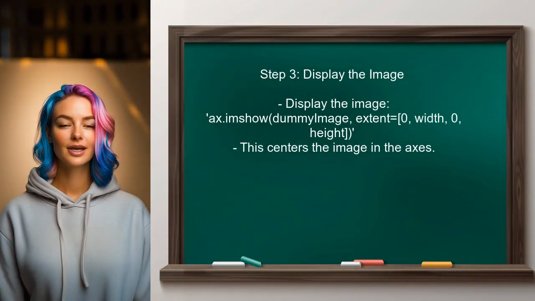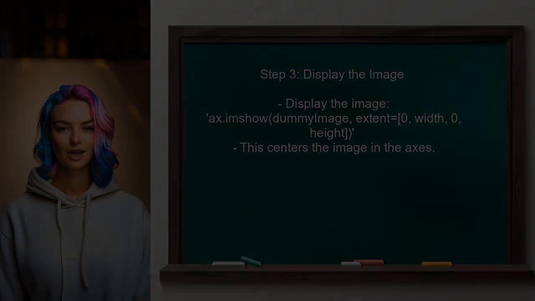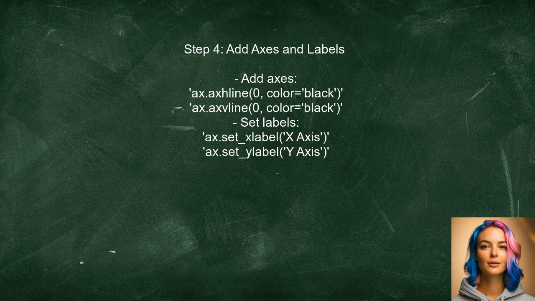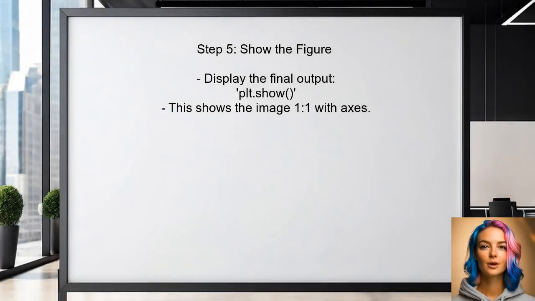Now, the user can display the image using the imshow function. This will allow the image to be centered within the axes while maintaining its original size. Finally, the user should add the axes and labels to complete the visualization. This will provide the necessary context for the image. To see the final result, the user should call the show function to display the figure. This will present the image at its original size with the axes included.